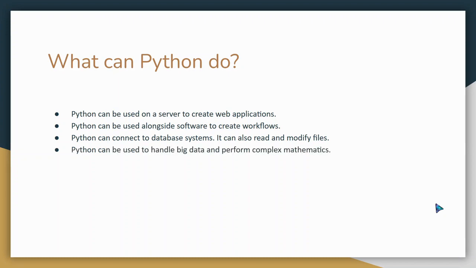Python can be used to handle big data and perform complex mathematical problems, like I said on the last slide. And Python can also be used for rapid prototyping. So what prototyping is, it's basically an iterative process that uses Python to design and model and predict how a website or application will look in order to get user feedback.